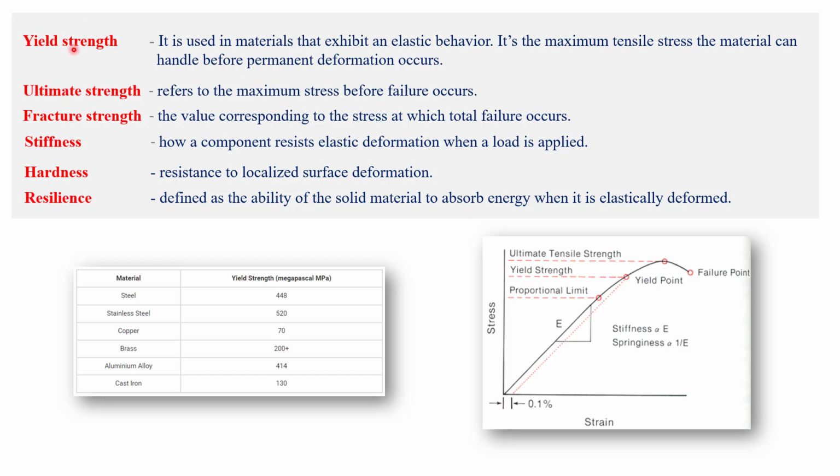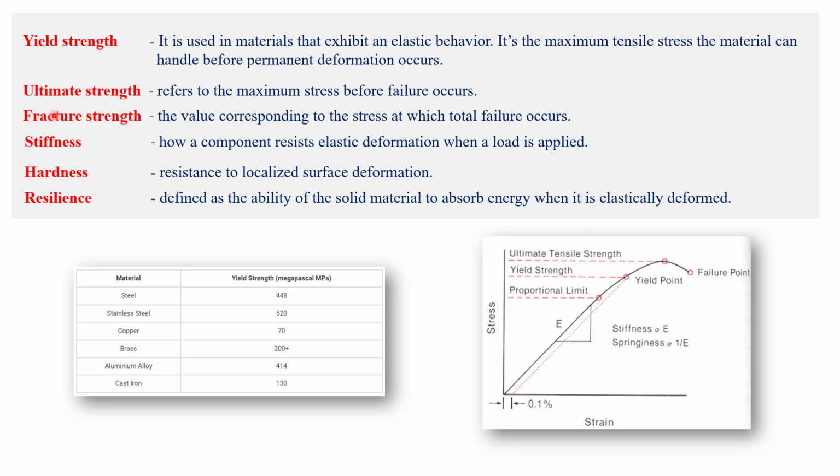Okay, so next one is the ultimate strength. So what exactly it is? This is the stress, that is the maximum stress before the failure occurs. So let's say you can see this is the ultimate strength point where we have the deformation. So complete deformation will happen. From here the failure of the material will start.